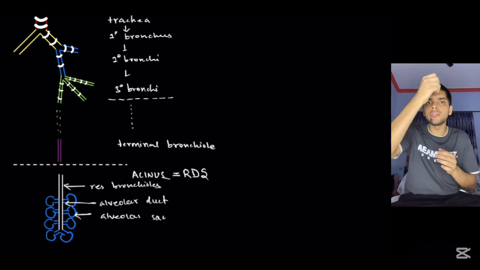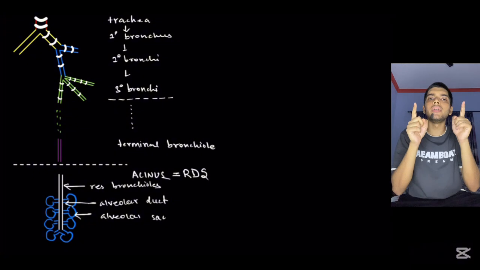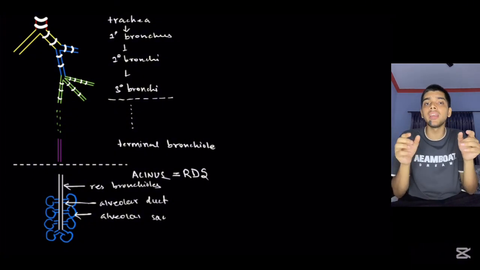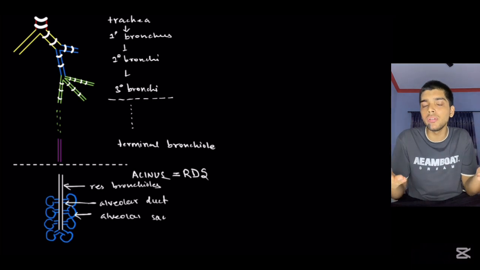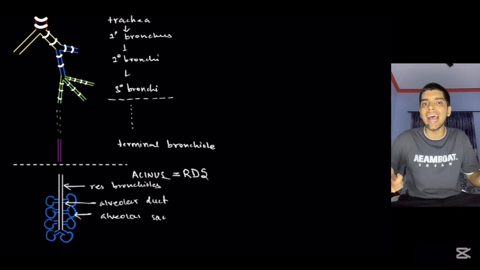Alright, so there was the trachea, which bifurcated into primary bronchus, which further divided into secondary bronchus, which further divided into tertiary bronchus, which then gave multiple generations of bronchioles, finally leading up to the terminal bronchiole. The part of the respiratory tract after the terminal bronchiole is called the acinus, which includes the respiratory bronchiole, the alveolar ducts, and the alveolar sac.